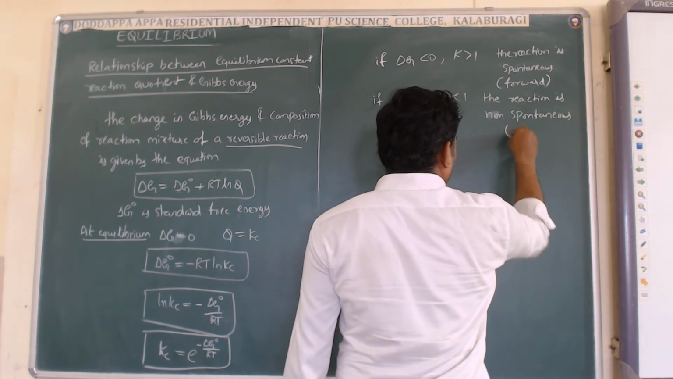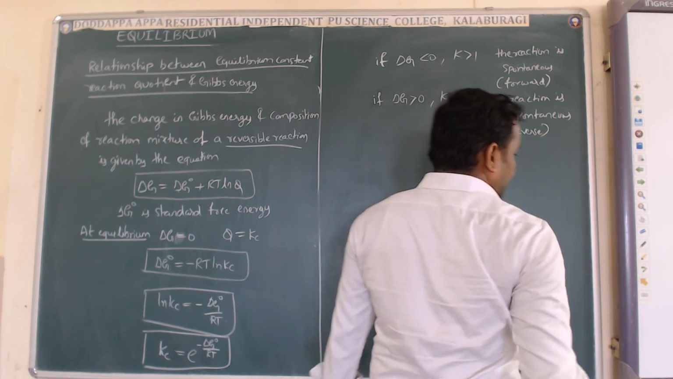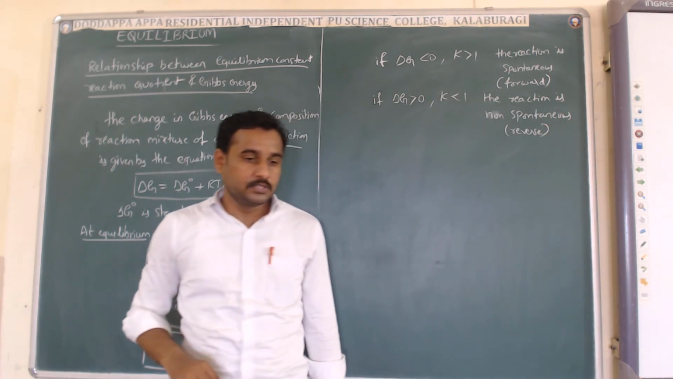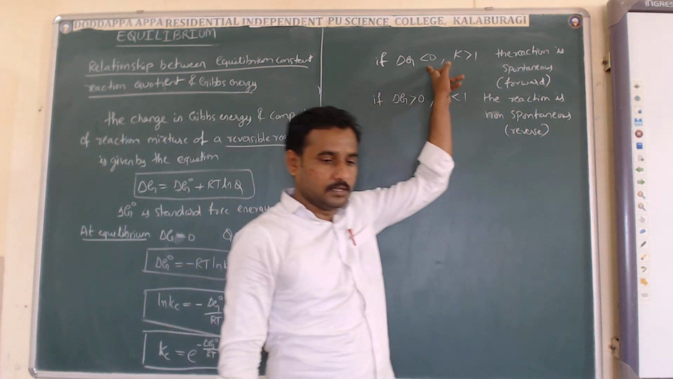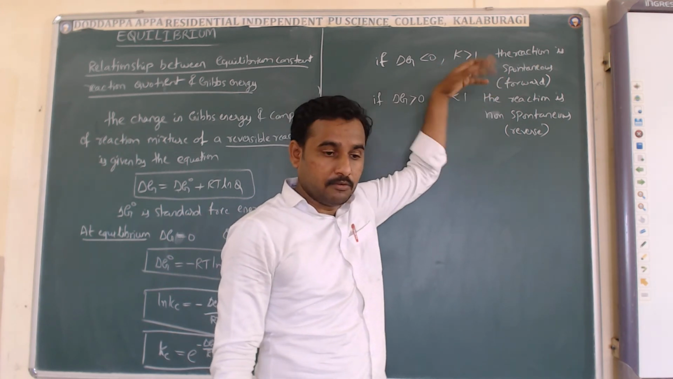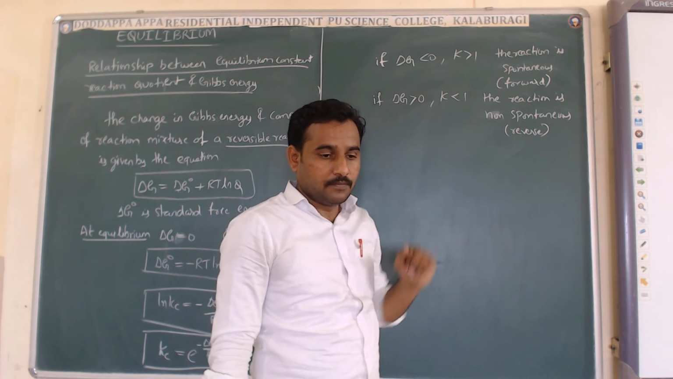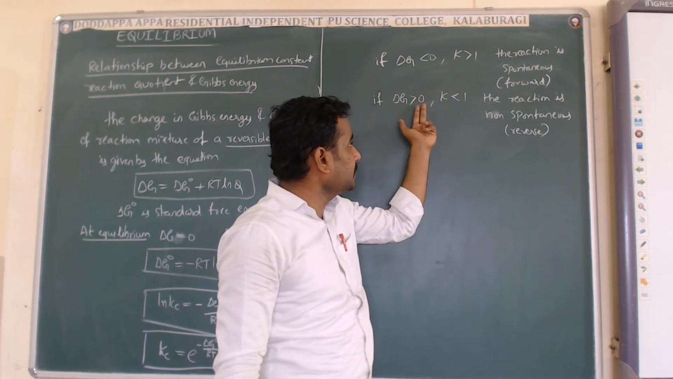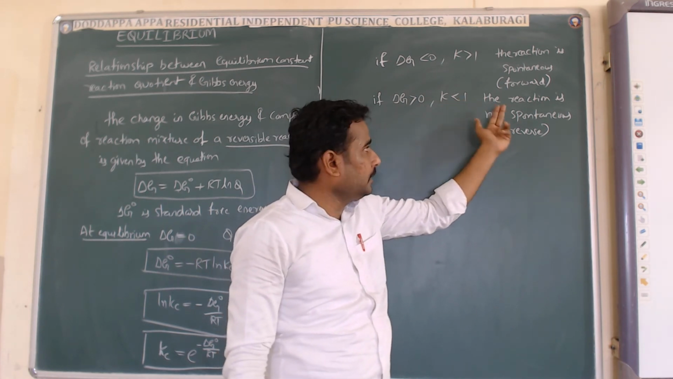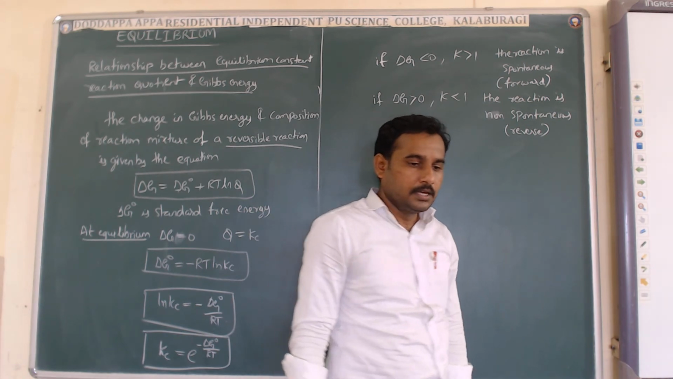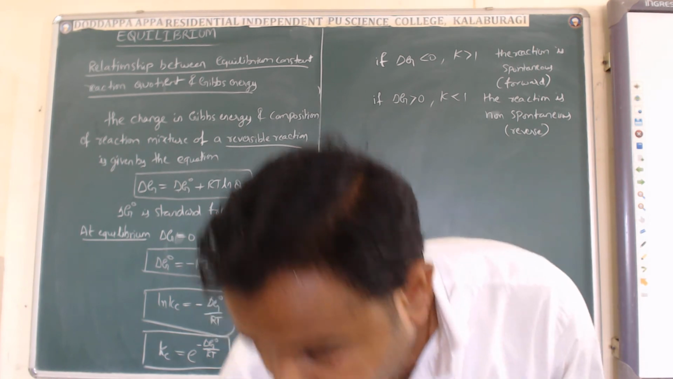Non-spontaneous means it will be a reverse reaction. You have to understand this: when delta G is less than 0, then K will be greater than 1. If K is greater than 1, the reaction is spontaneous, in the forward direction. Here, delta G is greater than 0, then K is less than 1. Then the reaction is not spontaneous, which means it is a reversible reaction. Next, we will do one problem on this.